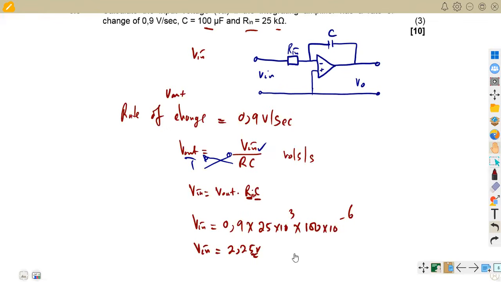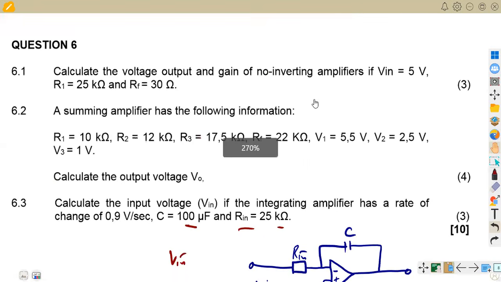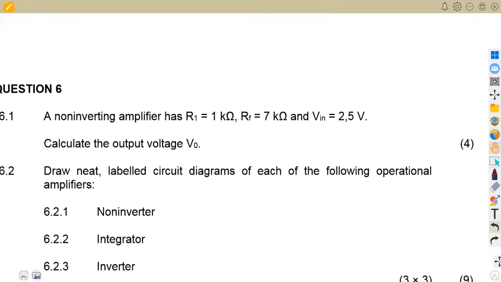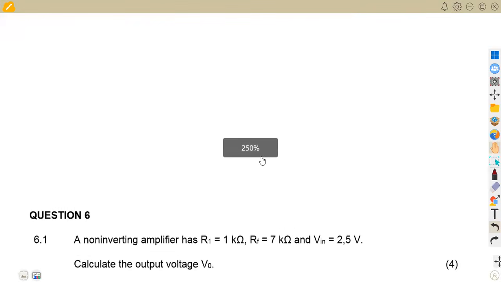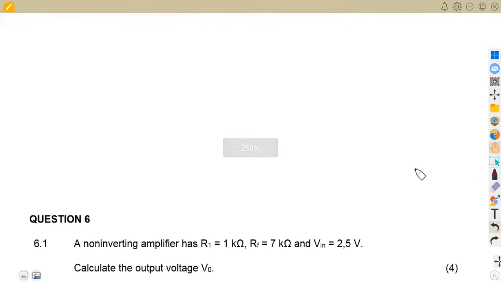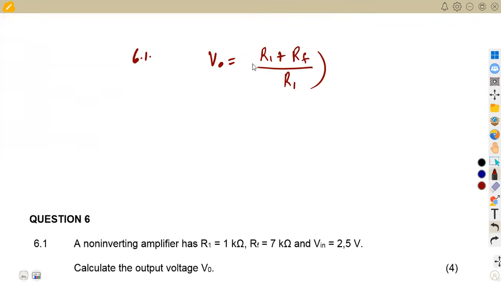So let's just save it. You still remember here, the first question was a non-inverting. So this one is not going to change. Our formula is still the same. Yet they do not want us to calculate the gain, they want us to calculate the voltage output. Yes, you can calculate the gain aside, which is fine, but you can just go straight to the formula. Remember, for a non-inverting amplifier, the voltage out is equal to the voltage gain, which is R1 plus RF over R1, multiplied by the voltage at the input.